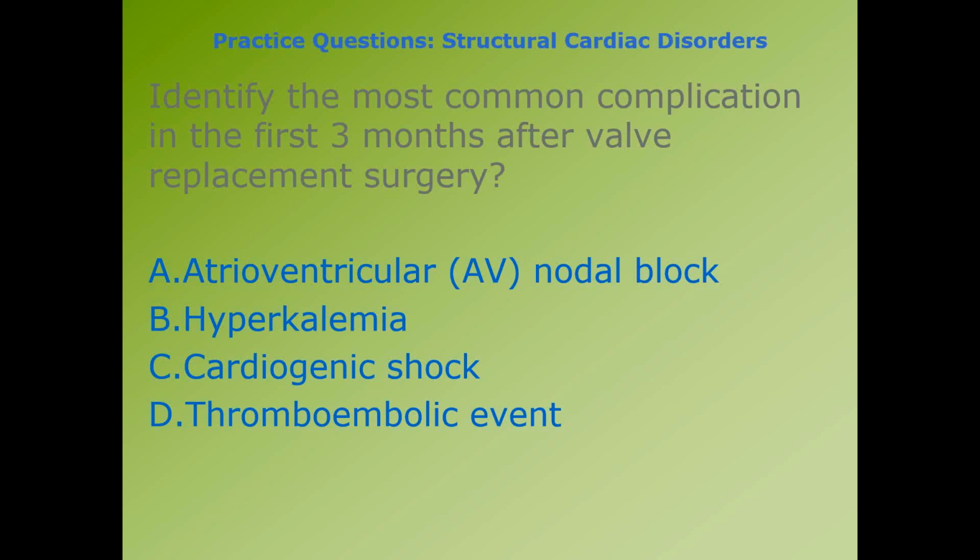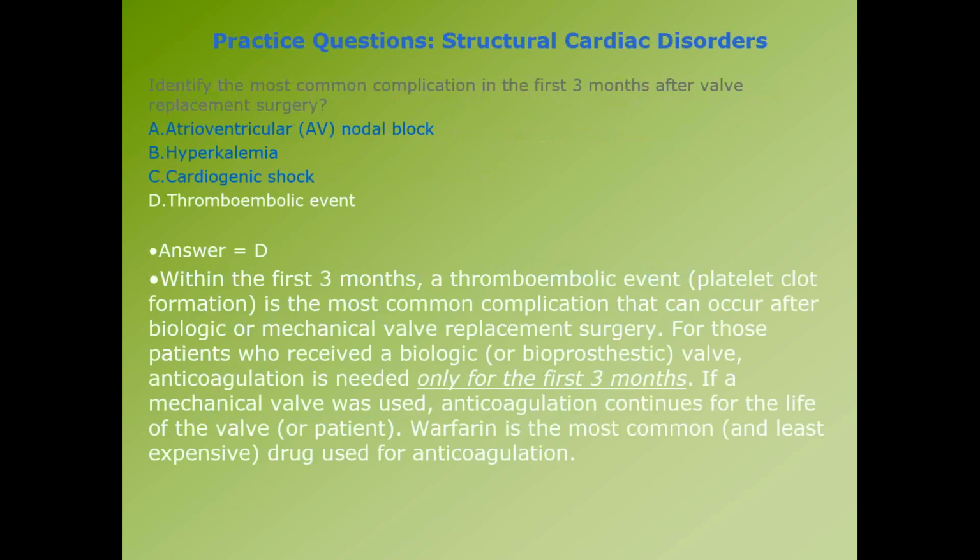Identify the most common complications in the first 3 months after valve replacement surgery. The answer is a thromboembolic event, and this is a fancy way of saying clot forms. So whether the patient has received a biologic or bioprosthetic valve or whether they've received a mechanical valve, thromboembolic event is there, and that's because this is a valve that wasn't there originally at the birth of an individual, and so therefore it's a foreign object that's been placed.